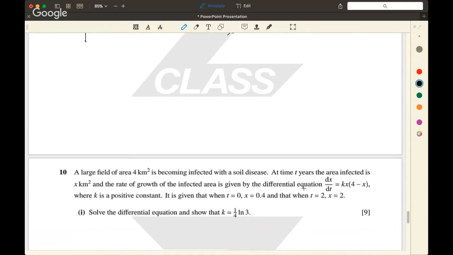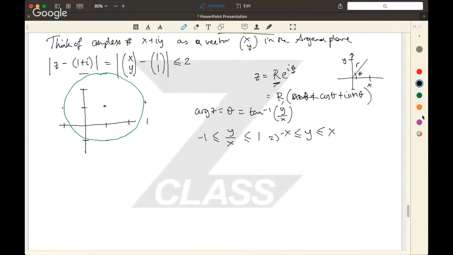And what does that look like? Well, when x is equal to 1, y can't be bigger than 1, and it can't be smaller than -1, and so on. So the line y equals x and the line y equals -x mark out this region. And the region that we're interested in is the one that satisfies both of them, and that's that region there.